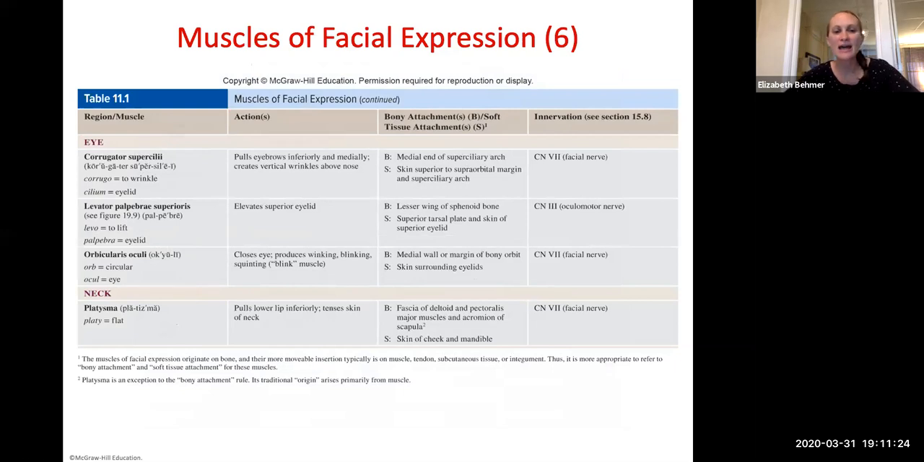Around the eye, so here's where that orbicularis oculi comes in. Orbicularis, orb means circular, so this is the circular muscle around the eye. This closes your eye, causes you to wink, blink, and squint. So we call the orbicularis oculi the blinking muscle, and that's number 2 on your notes.